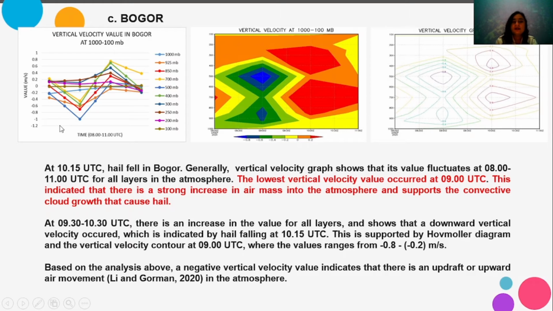that caused hail. Then at 9:30 until 10:30 UTC, there is an increase in the value for all layers, which shows that a downward vertical velocity occurred, indicated by hail falling at 10:15 UTC. This is supported by the Hofmüller diagram and the vertical velocity contour at 9 UTC, where the values range from minus 0.8 until minus 0.2 meter per second. Based on the analysis above, a negative vertical velocity value indicates that there is an updraft, or upward air movement, in the atmosphere.